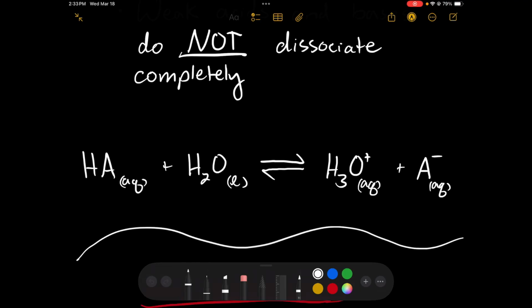So if we're looking at this equilibrium system right here, if I'm a strong acid or a strong base, I'm going to produce a lot of product, or I'm going to ionize more completely. But if I'm a weak acid or base, I am not going to ionize or dissociate, and that molecule, be it acid or base, will stay together.